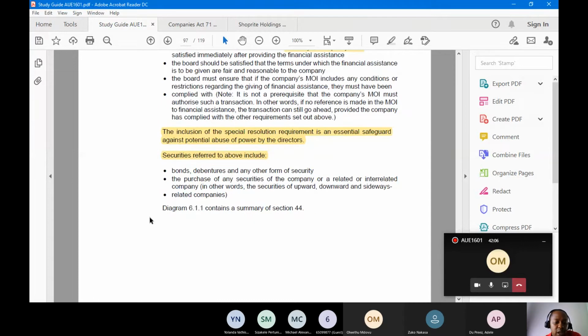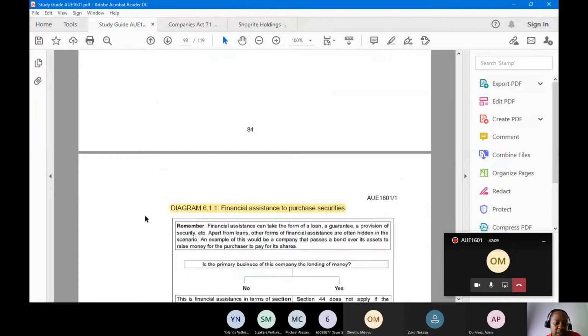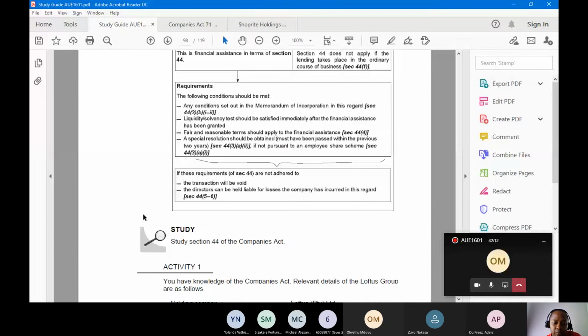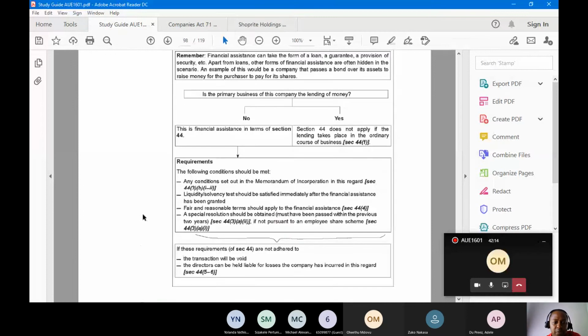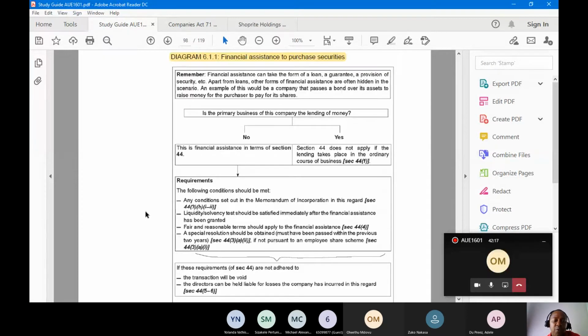Diagram 6.1 contains a summary of section 44. Let me do the summary, and then we can take any questions if there are any. So diagram 6.1.1, financial assistance to purchase securities. Always remember, financial assistance can take the form of a loan, guarantee, or a provision of security. Apart from loans, other forms of financial assistance are often hidden in the scenario. For example, this would be a company that passes a bond over its assets to raise money for the purchaser to pay for its shares.